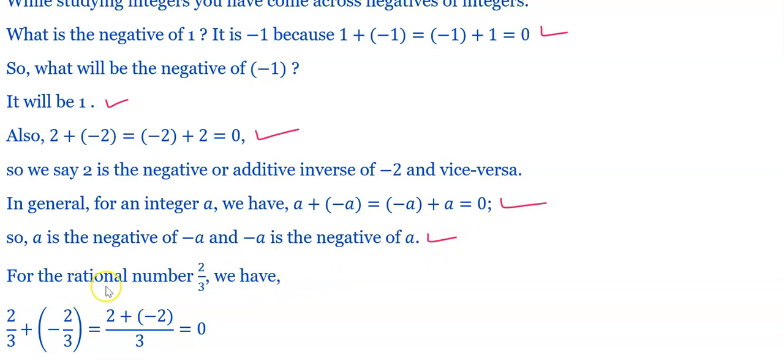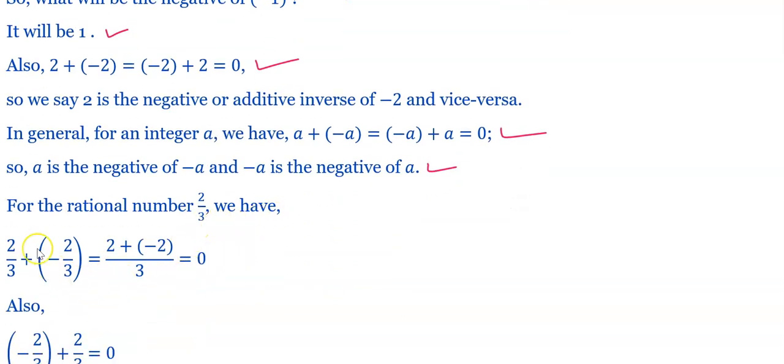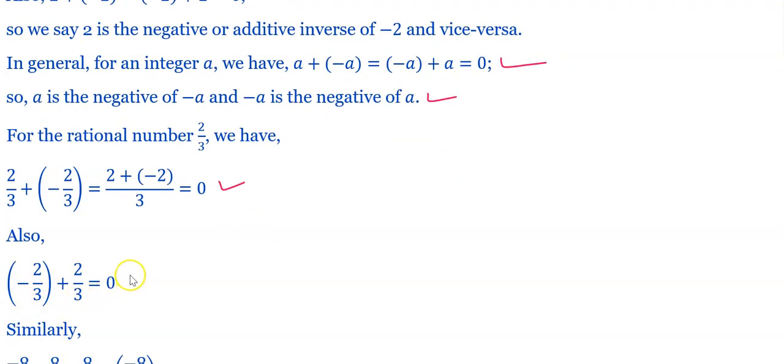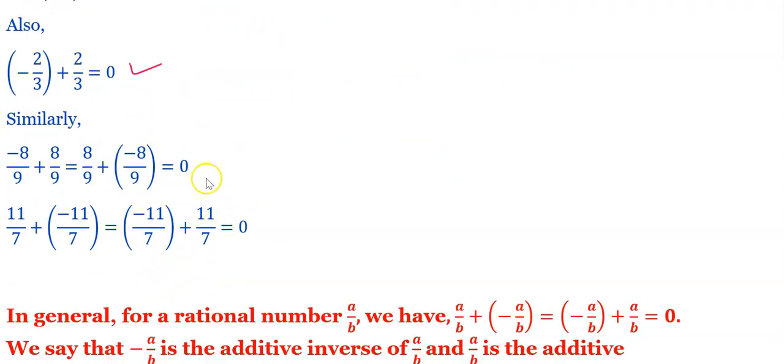Therefore for the rational number 2 by 3, we have 2 by 3 plus (minus 2 by 3), and here you will get 0. And also minus 2 by 3 plus 2 by 3 equals 0. And similarly for all these numbers.